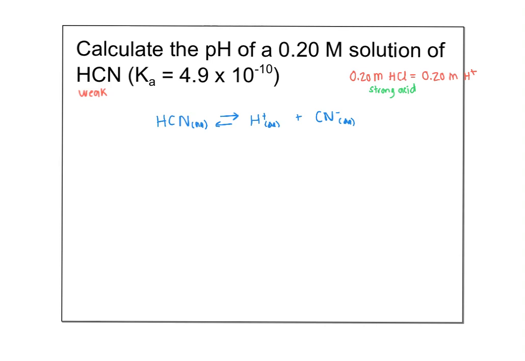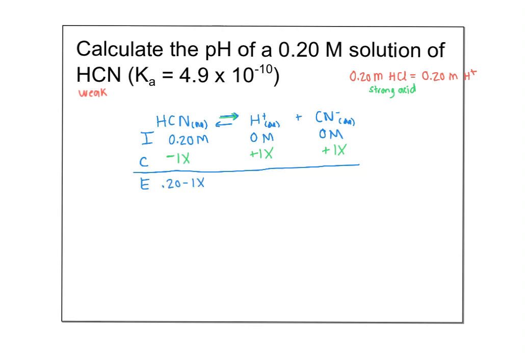We'll do our ice table, set that bad boy up. So they told me, initially, I have 0.2 molar of this. Initially, before it's in the water, I don't have any of this and this. And now we just use our stoich. And this is nice and easy because it's all 1 to 1. So I'm going to use up 1 times X because we move towards the 0, so we move this way. Use up this guy, add 1X, add 1X. And then my equilibrium line, remember I plus C equals E. So we get 0.2 minus 1x, 1x, because 0 plus 1x, and 0 plus 1x is just 1x.